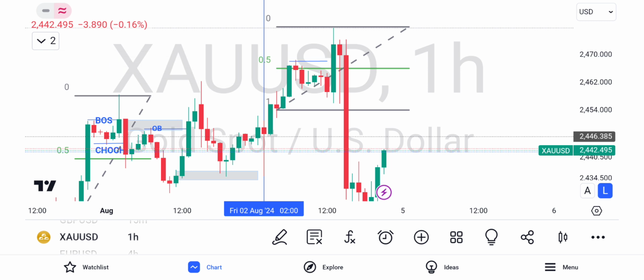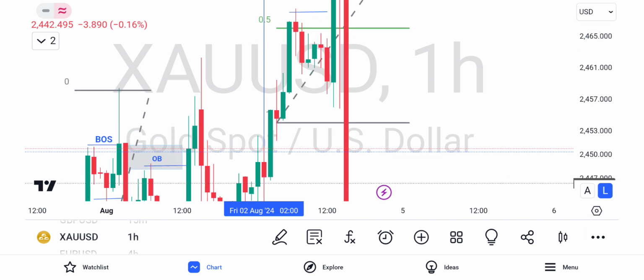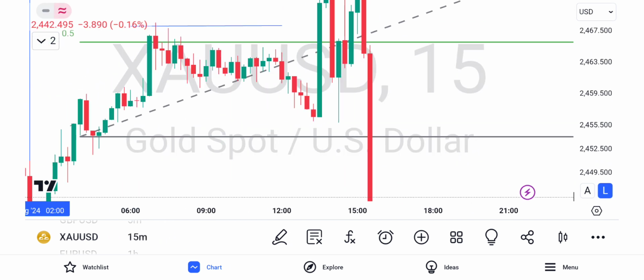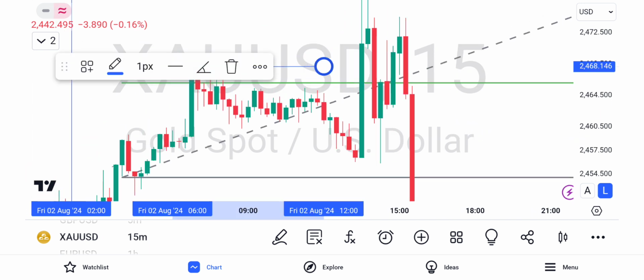After NFP's announcement, price broke structure here, and then there was also a change of character. So at this point, I'll move down to a lower time frame for easier understanding and comprehension. Now let me analyze this properly.